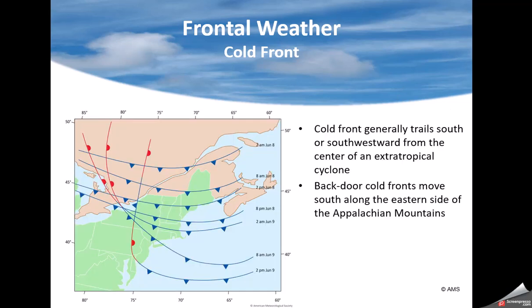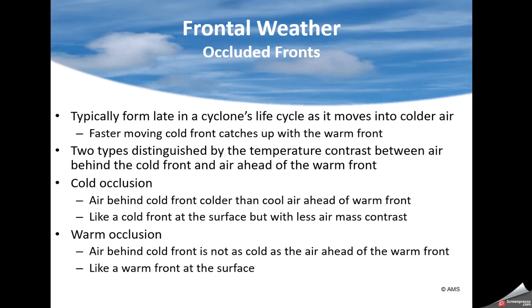Fronts can move in all different directions. This is a backdoor cold front coming down the east side of the Appalachian Mountains. Notice in 24 hours from now, they have a large high pressure system up over New England. That is actually pushing the cold air down, and it is causing literally almost like a backdoor cold front that has pushed through the eastern United States.